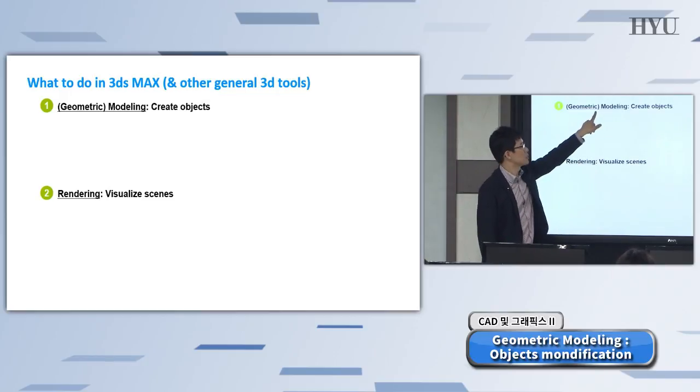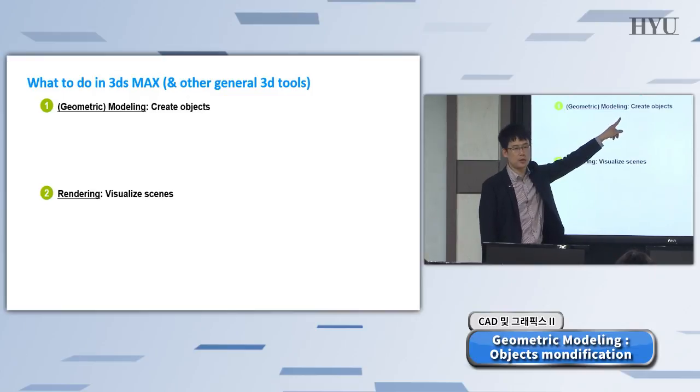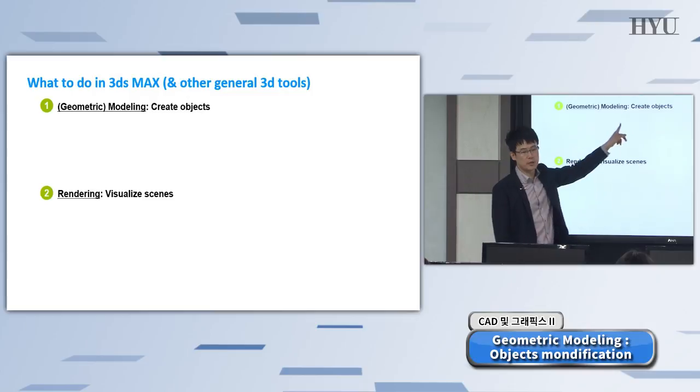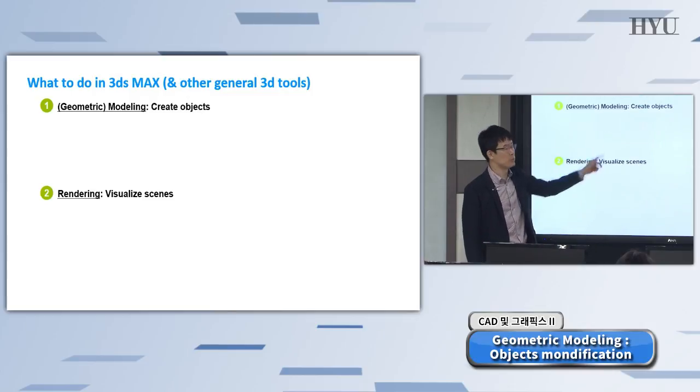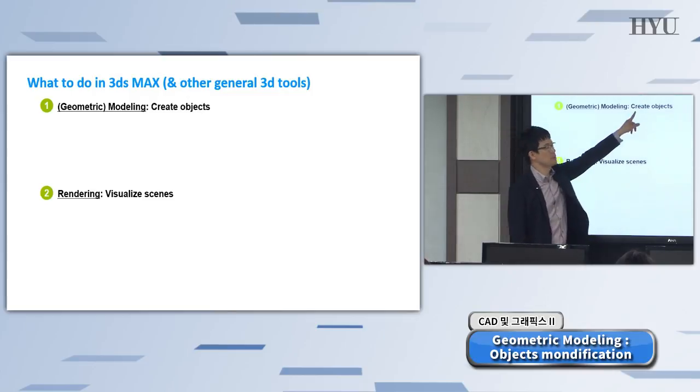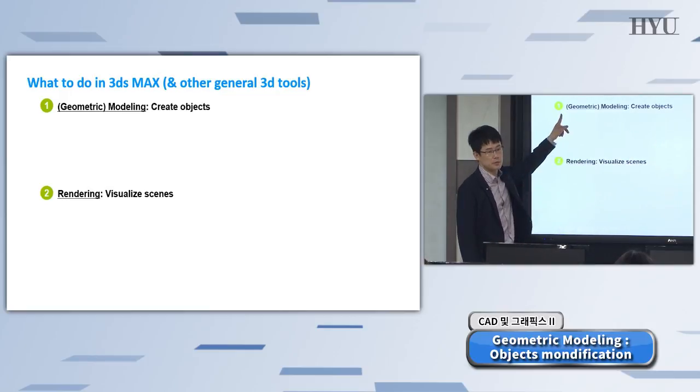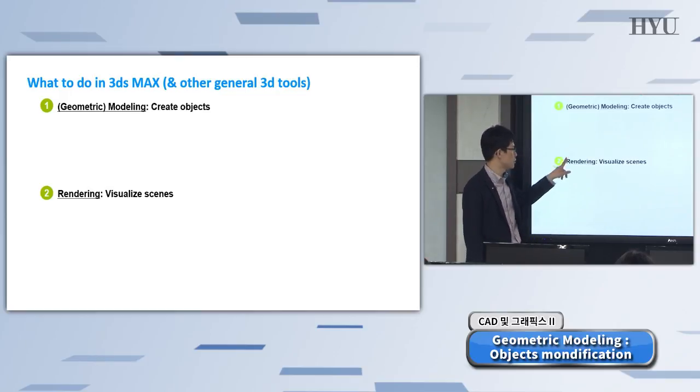Modeling. The term modeling this semester means geometric modeling, okay? Not information modeling or even building information modeling. Just create object and modify the object. That's the first reason. Secondly, visualize your scenes, so-called rendering, okay?